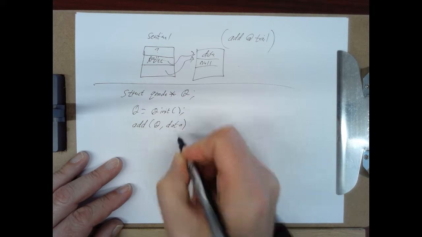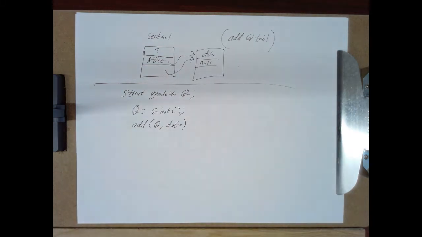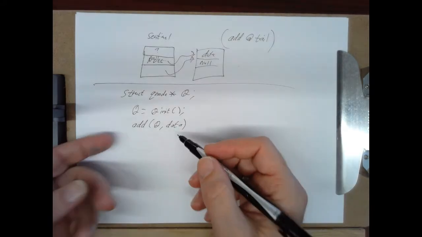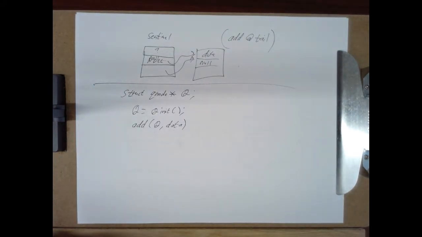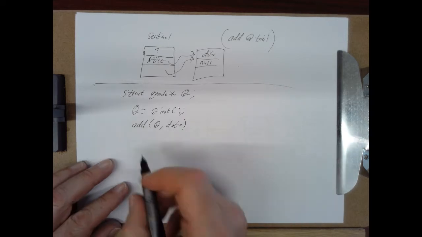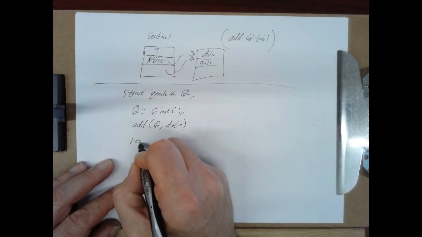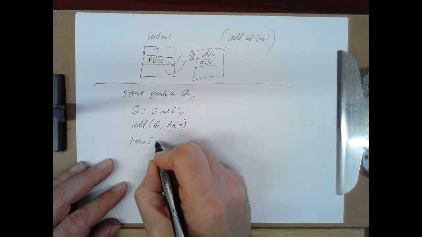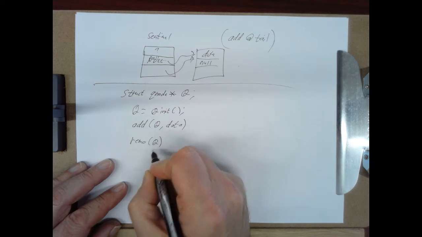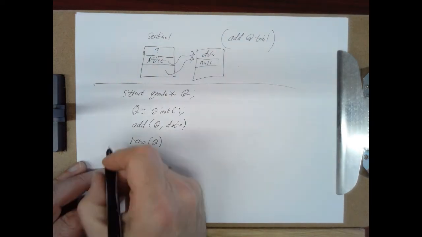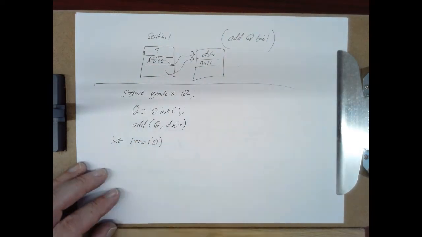To add something to the queue, pass the queue itself and pass whatever you want to add to it, an integer. And if you want, you could return a success or failure value, so that if you run out of memory, you can actually register it from here. I didn't require that. To remove, you pass it a queue and you get back the value that you removed.